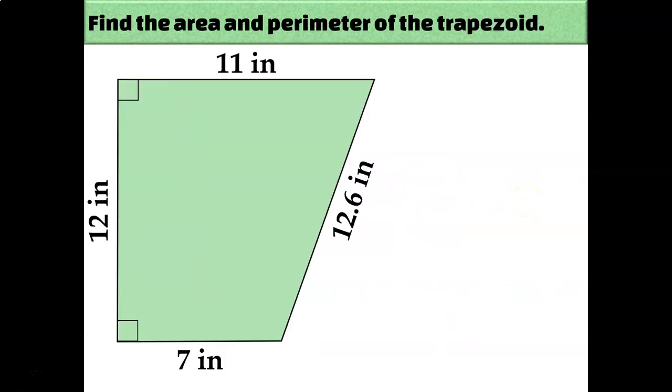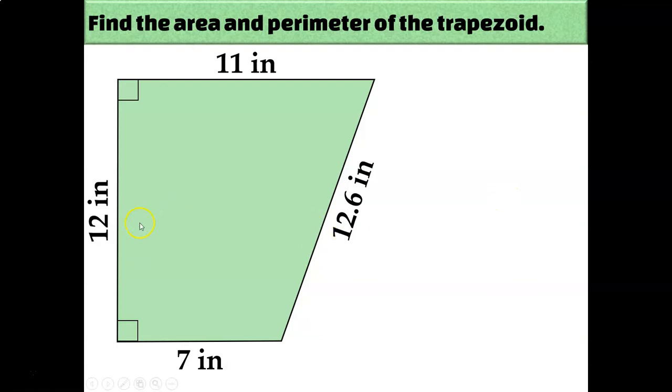Next up, we have a trapezoid. The area of a trapezoid is equal to 1/2 times base 1 plus base 2 times the height. The height has to be perpendicular to both of the bases.